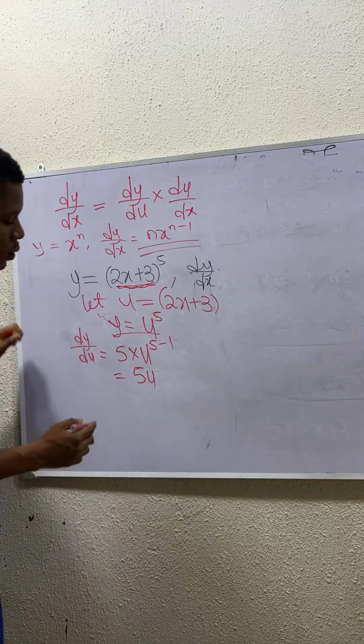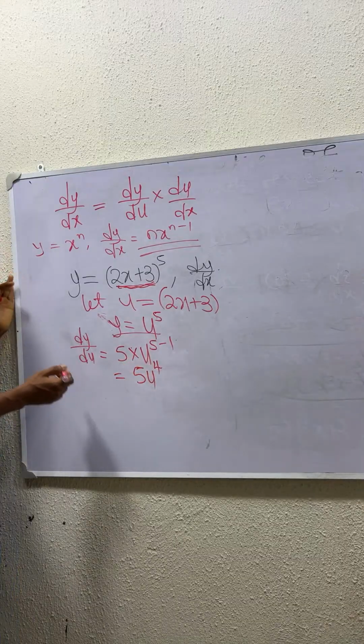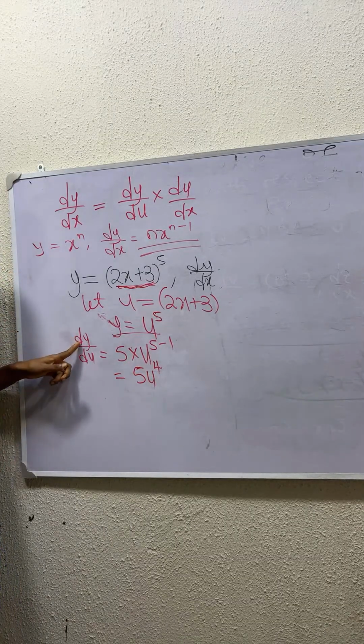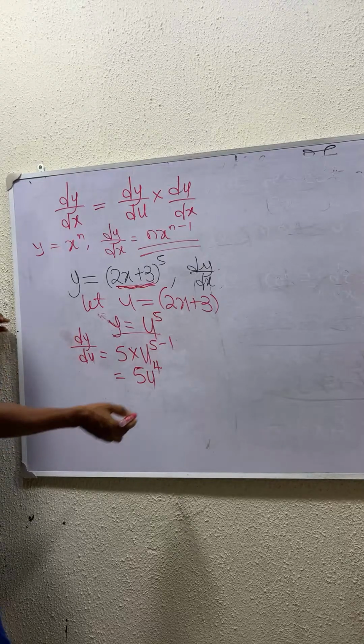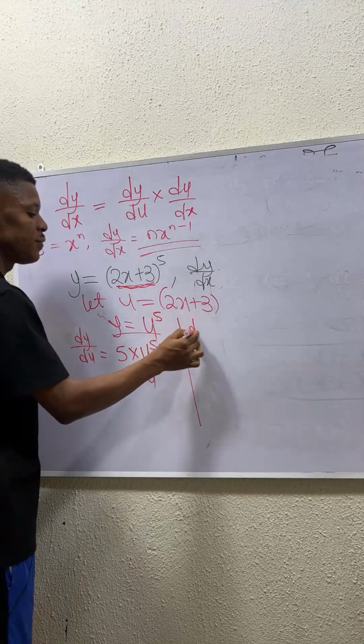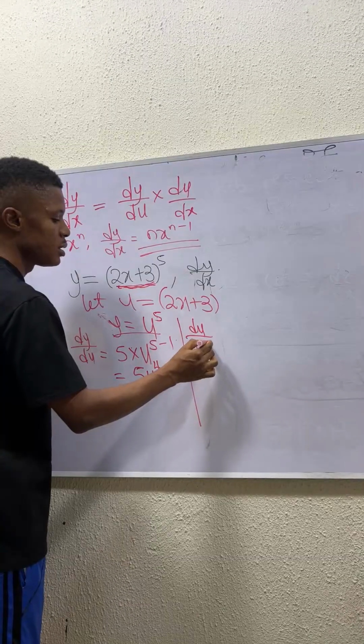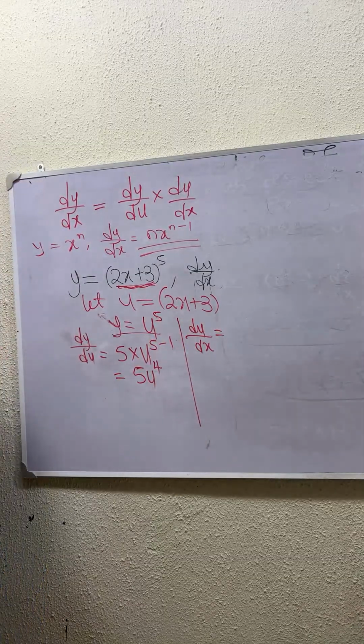5 minus 1 is 4, correct. So here we've differentiated y with respect to u. Then the next thing we have to do is to differentiate u with respect to x.